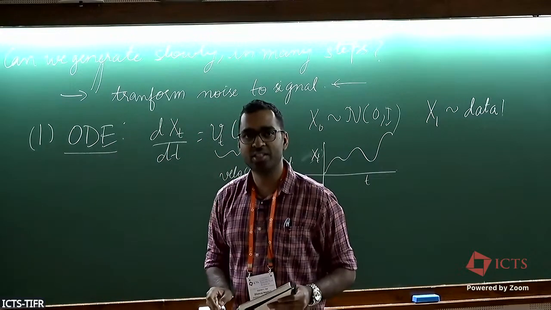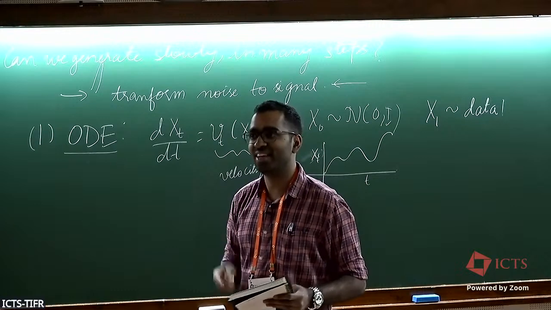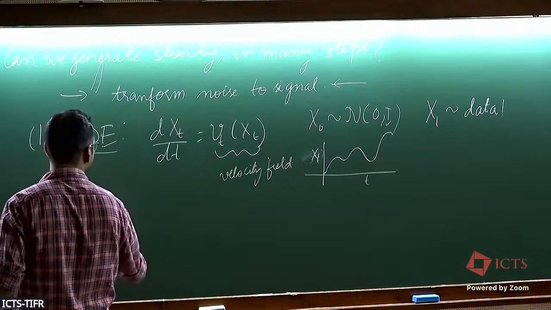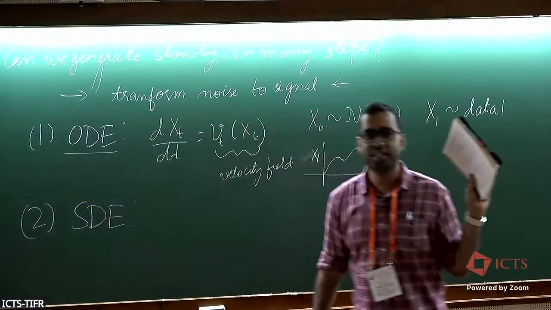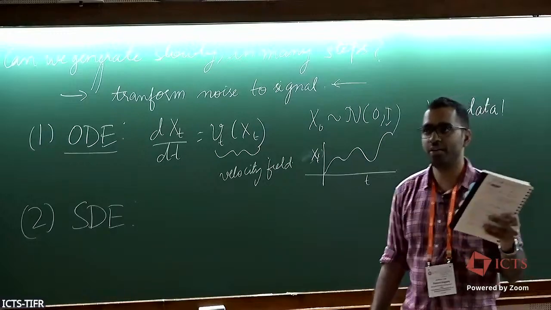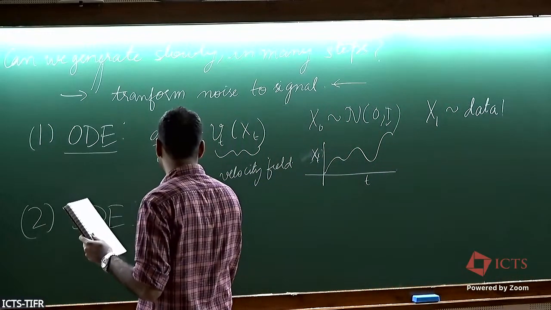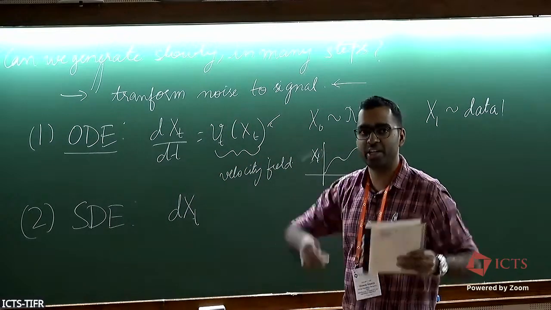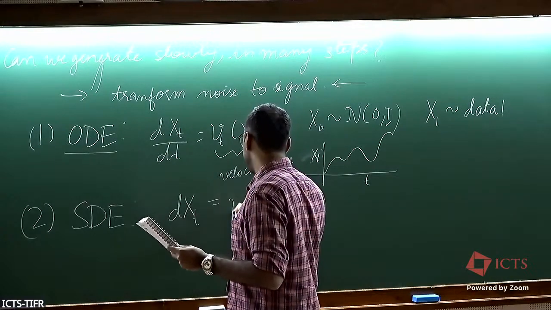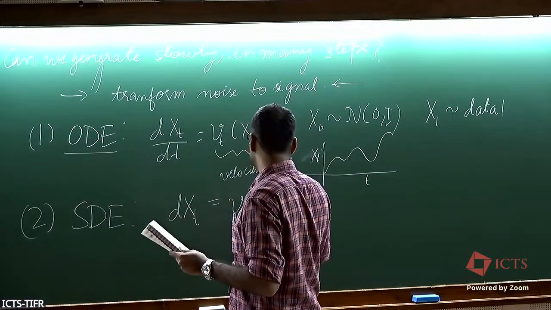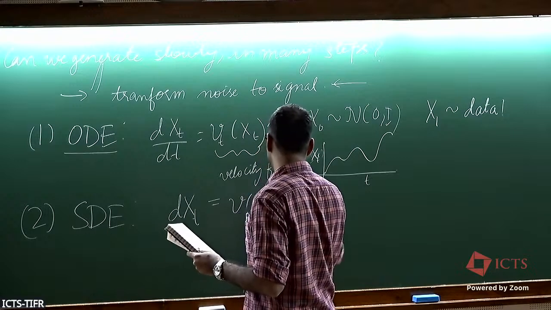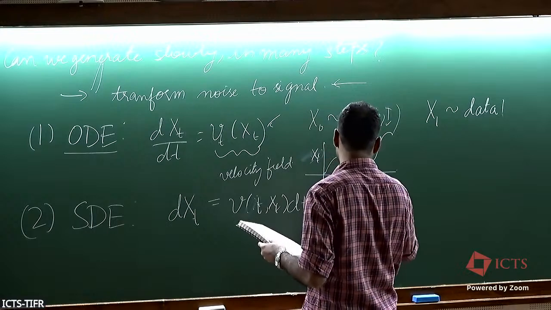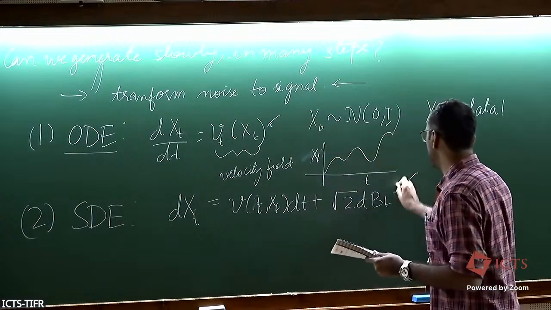Can anyone say what is the second example I'm going to talk about? Exactly. The second one is a stochastic differential equation. How many of you have done a stochastic calculus course? Okay, a fairly decent number of people. So here we had a velocity field; there we call it a drift, and the second term we'll call a diffusion. You have something like v of t comma xt dt plus, let's say, root 2 dBt. This is a Brownian motion.